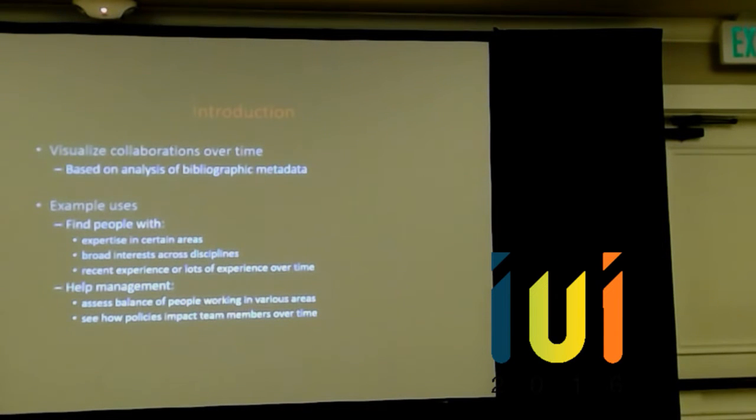So the problem that we're looking at is visualization of collaborations over time based on the analysis of bibliographic metadata. Some example uses are to find people with expertise in certain areas, or find people that have a broad range of interests across disciplines, or with recent experience or lots of experience over time. It can also help management assess the balance of the people over the projects and see how the policies impact the team members over time.